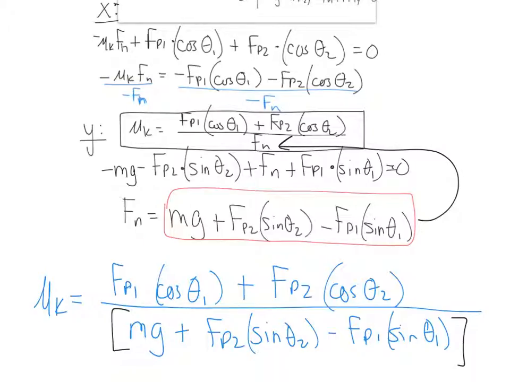Everything in here is known. FP1, that's Francis's force. Theta 1 is her angle. FP2 is Sam's force. Theta 2 is her angle. Well, we're going to use those same numbers in the denominator, but sine instead of cosine. Mass was given. The mass of the couch was 225 kilograms or 250 or something. G is 9.81. Literally plug in at this point. Okay, please literally plug in at this point.